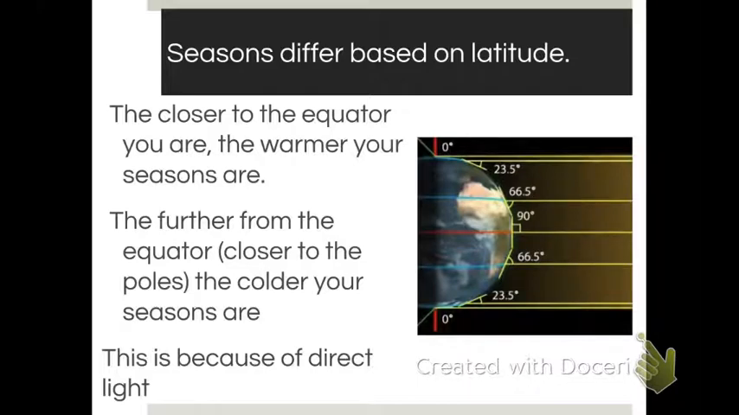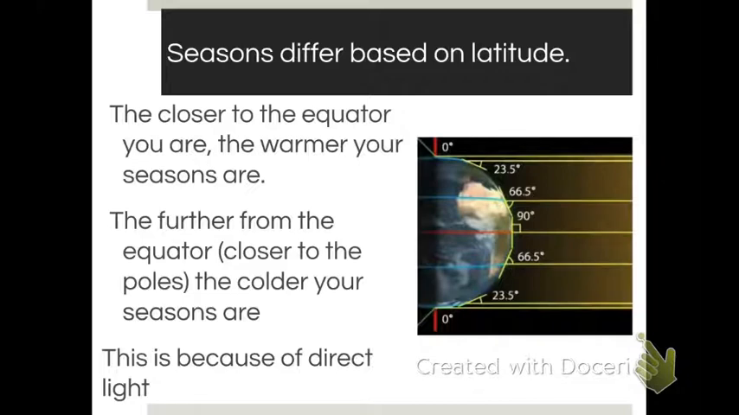The further from the equator you are, the colder it gets. The further from the equator you go, the closer to the North and South Pole you are, and that's when it gets colder. And why is this happening? It's because of direct and indirect light. We keep coming back to that.